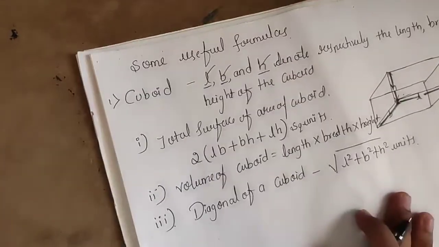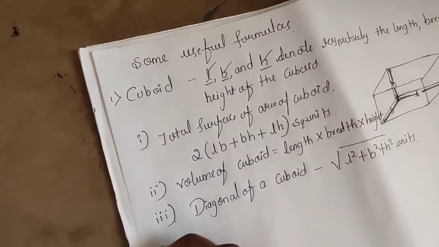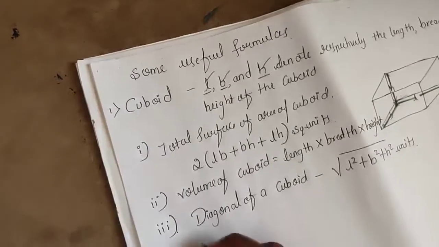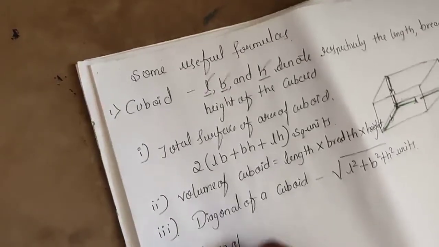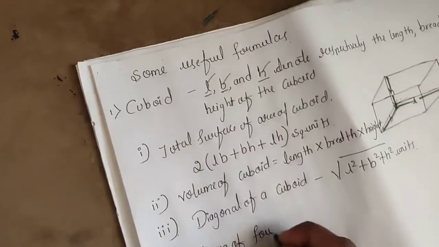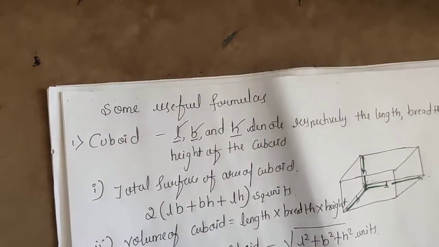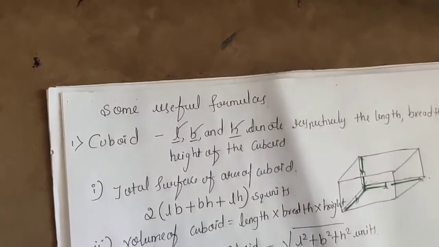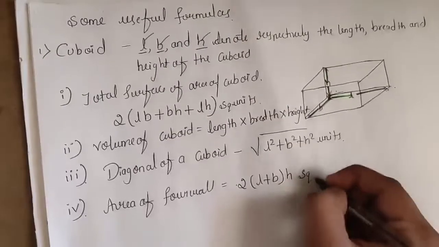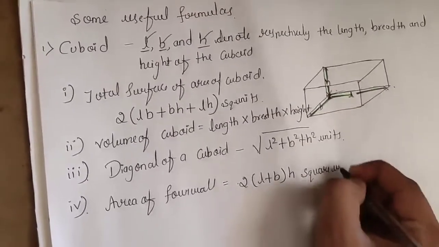The major thing we have to keep in mind is units. Okay. The fourth one is area of four walls. Area of four walls: 2 into (L plus B) into H square units.